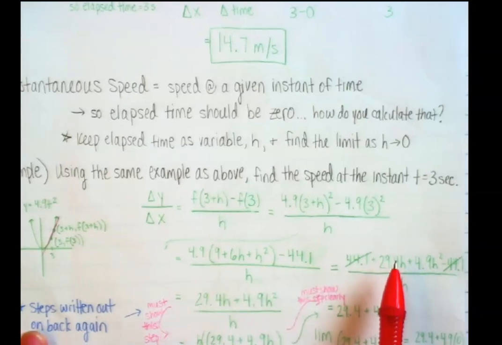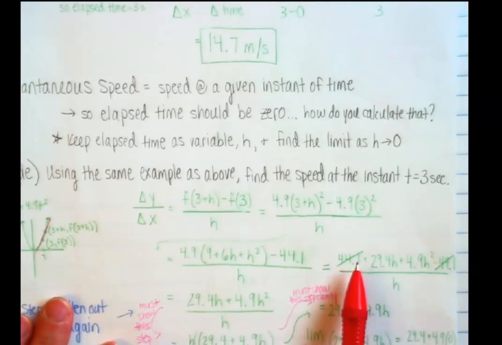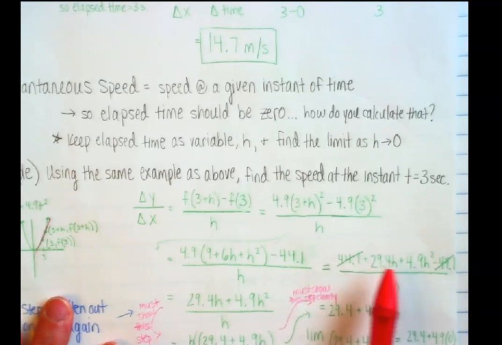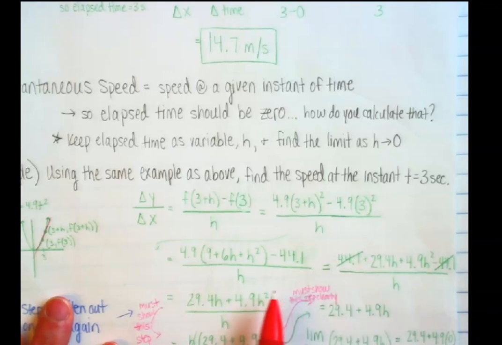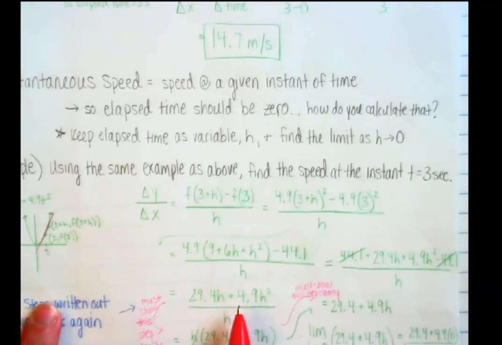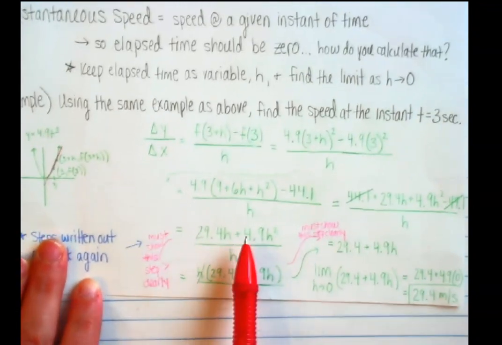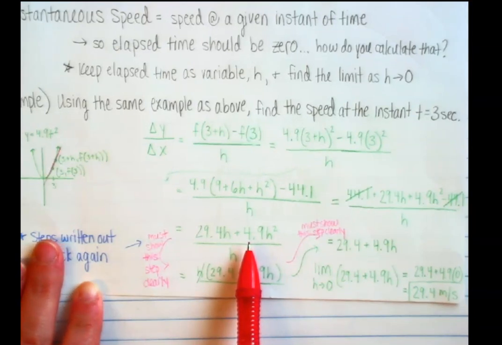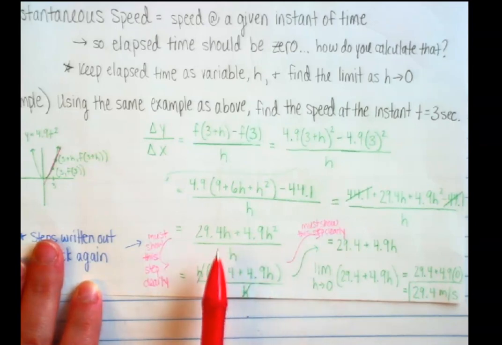Once I've distributed, you should notice certain terms can subtract and give us 0. So right here, 44.1 minus 44.1. Now, it's from this point where you have to be very clear in your steps. I know some of us like to jump to the end when we see what's going to happen, but with these problems, we really need to see every single step so that we can recognize how you eliminated variables.